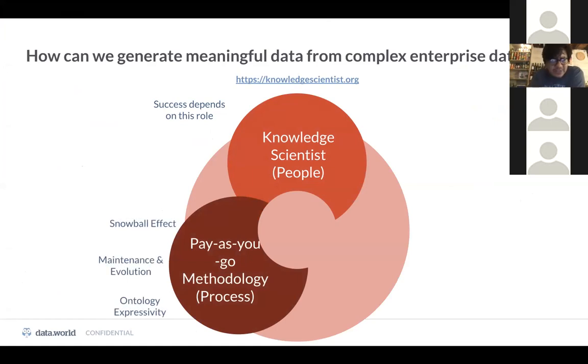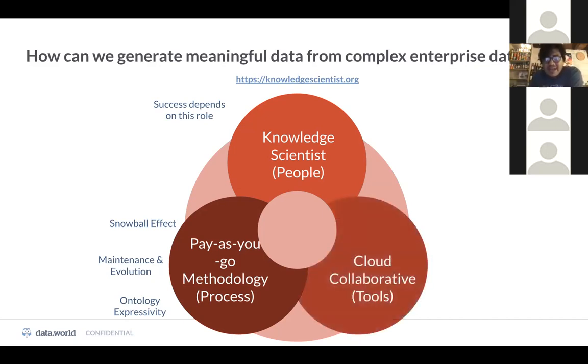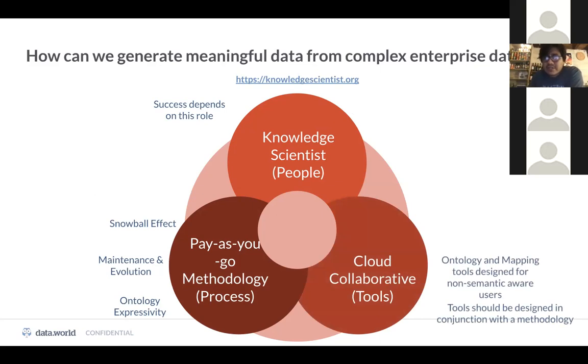And there are things I haven't even talked about. What happens if there's maintenance? How do you deal with maintenance and evolution? How do you deal with the expressivity of the ontology being defined? Open questions, I have not touched this. We need to have cloud collaborative tools. And these tools need to be designed for the users and in conjunction with the methodologies.